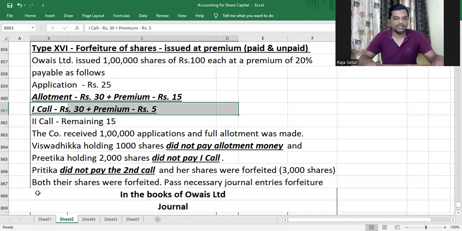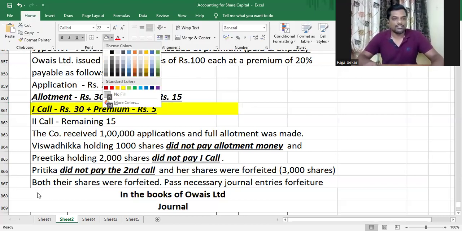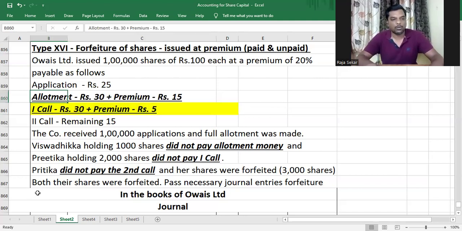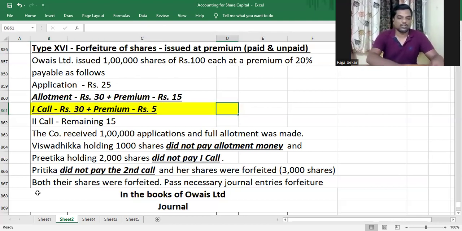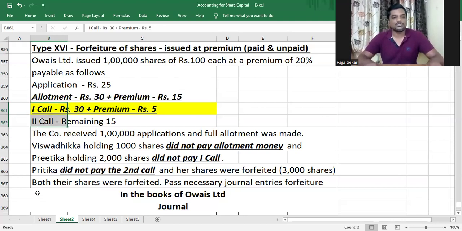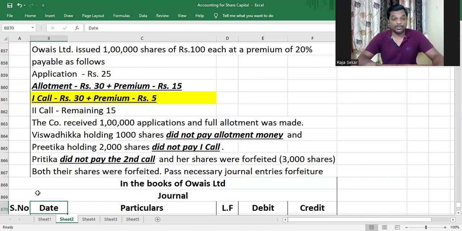Pritika's case is tricky because she has paid allotment money, and therefore the 15 rupees premium that was made due with allotment she would have paid. But the 5 rupees premium that was made due with first call has not been paid by Pritika. Am I right or not, my dear? Because she didn't pay first call and second call. So some part of the premium she has paid, whereas the remaining part of the premium she hasn't paid.